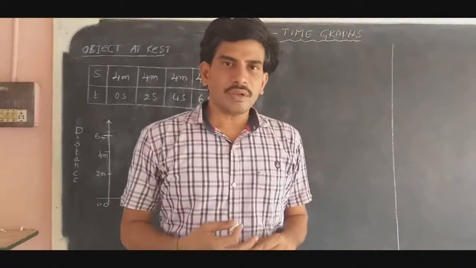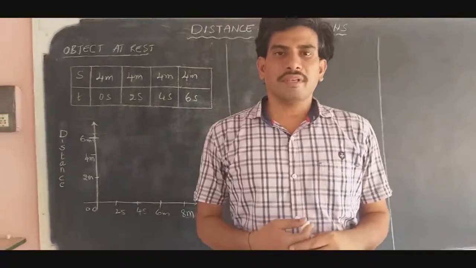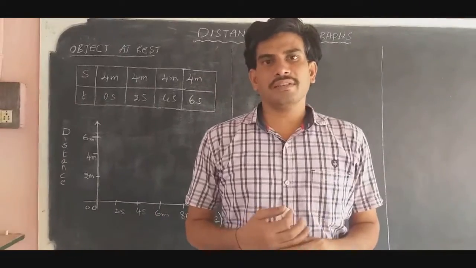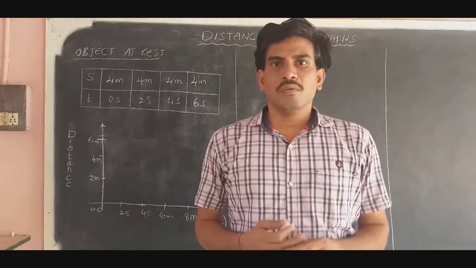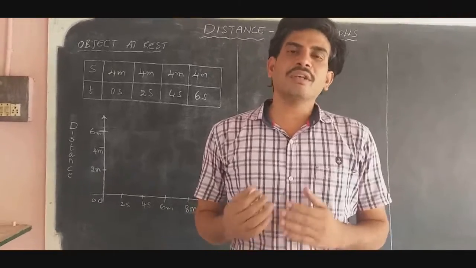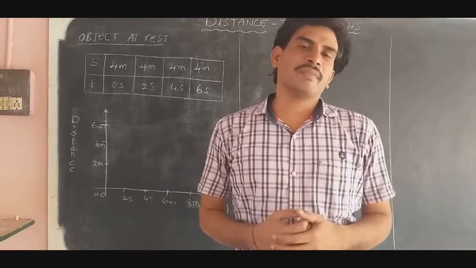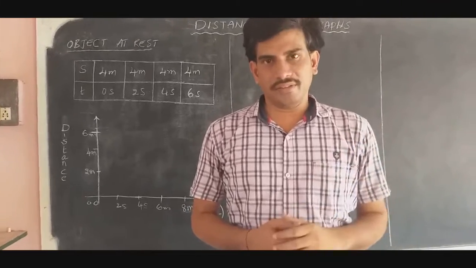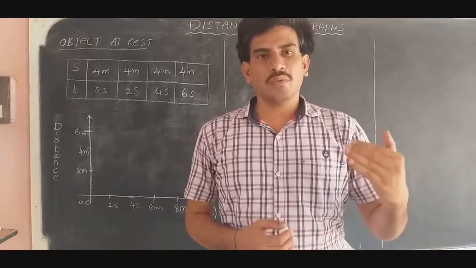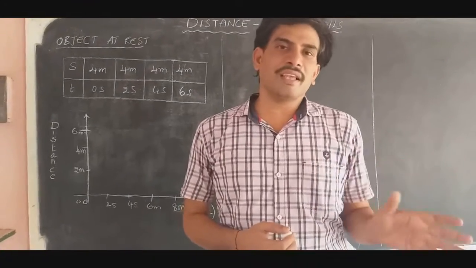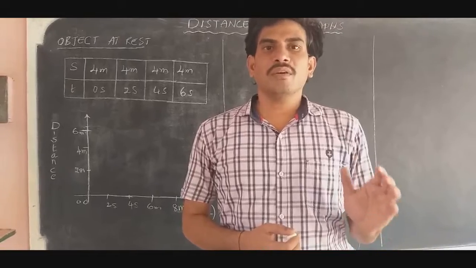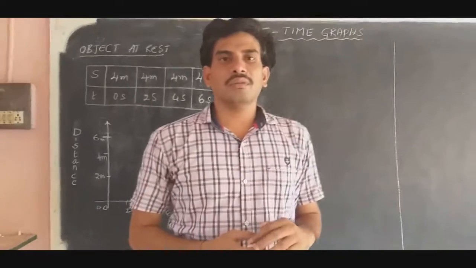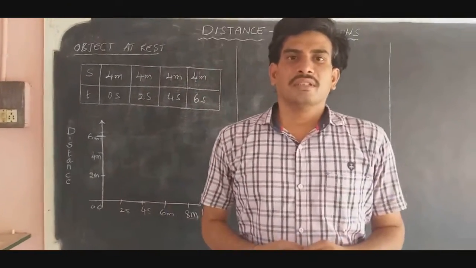Before that, we need to know some basic points in graphical representation. You have two axes, one is the x-axis and one is the y-axis. Which quantity we need to take on the x-axis and which on the y-axis is important. Always the independent quantity should be on the x-axis and the dependent quantity should be on the y-axis. So remember these points. Now have a look at how to represent the distance-time graph.